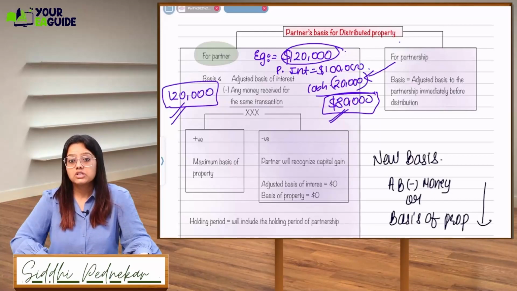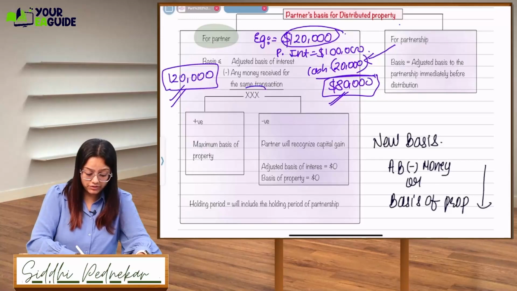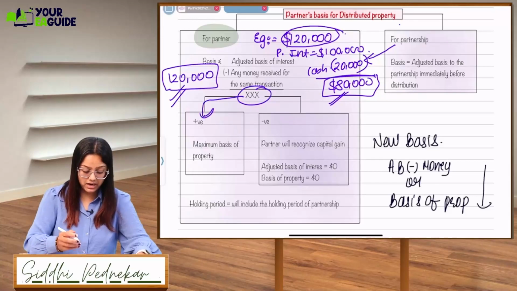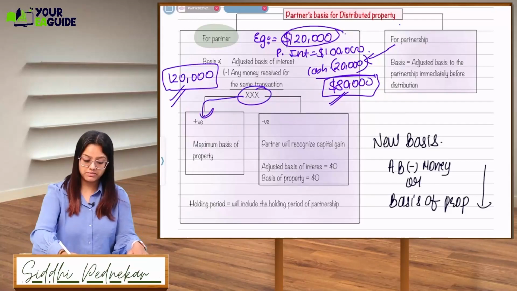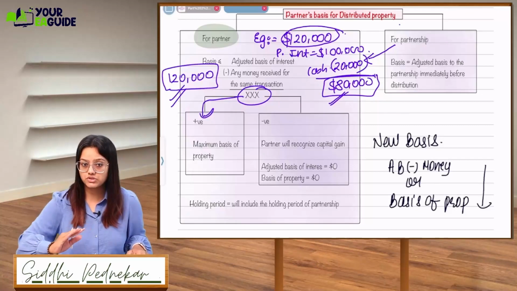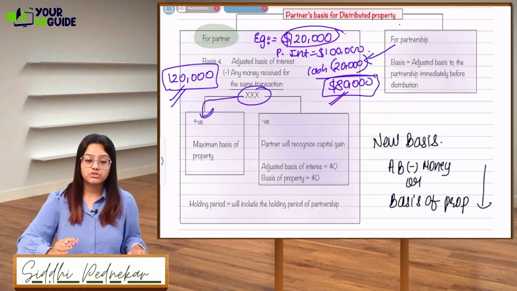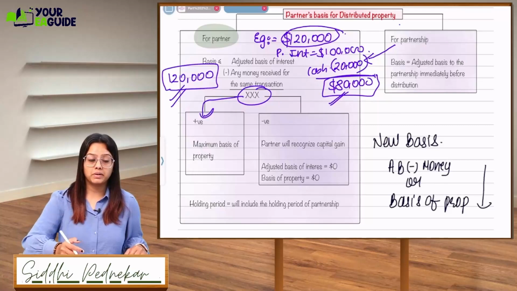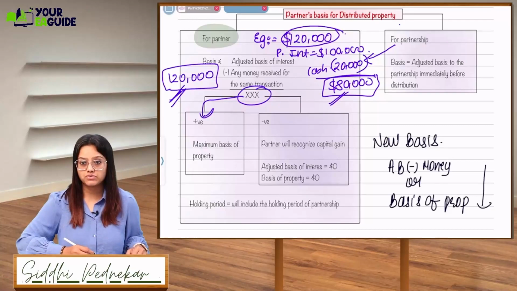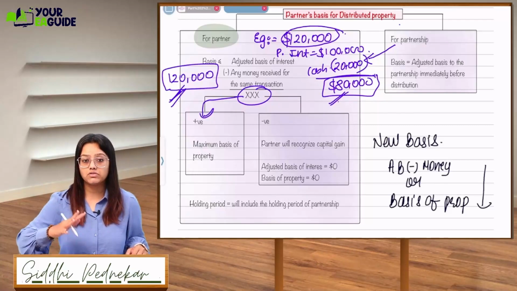Got it, guys? So if this amount is positive, then my maximum basis of property is this. See, 1 lakh minus 20,000, so 80,000 is positive, right? So this is positive, then this is my maximum basis of property. I'll not recognize the property at 1,20,000. I'll recognize it at 80,000 only.